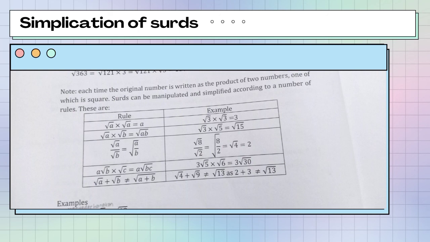Number 5, square root a plus square root b is not the same as the square root of a plus b. Example, square root 4 plus square root 9 is not the same as square root 13, as 2 plus 3 is not the same as square root 13.